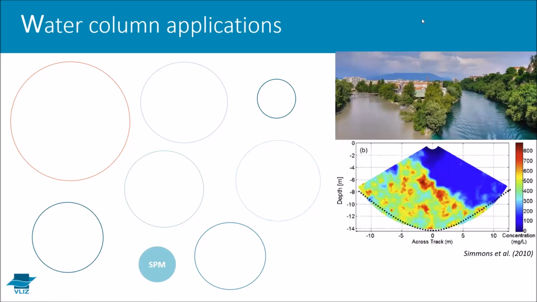Then also one of the last applications is suspended particulate matter, SPM. Here you see a nice picture of two rivers in Argentina where they come together. You can see that one of them is very turbid, the other one is very clear. And this was also picked up by the water column data from the multibeam. And Simmons also used in situ measurements to calibrate his multibeam water column data. So these are all applications with water column data.